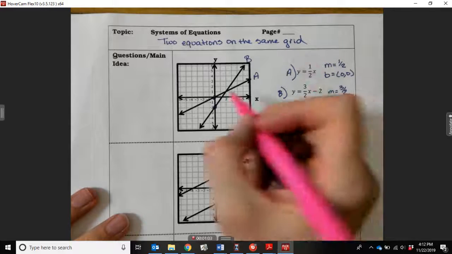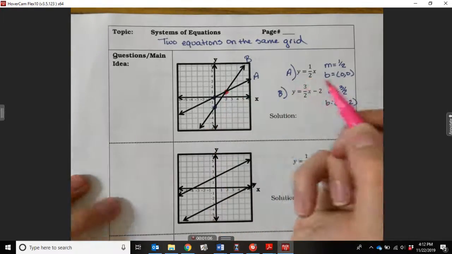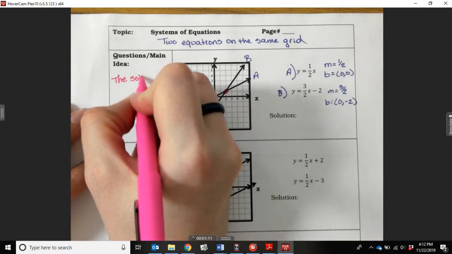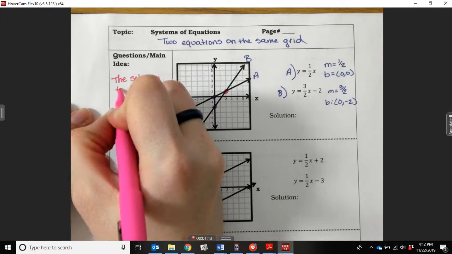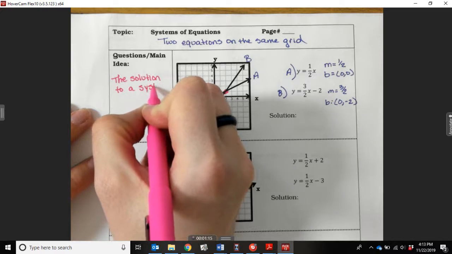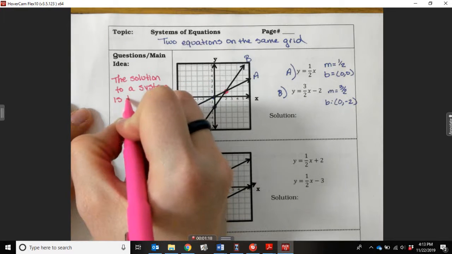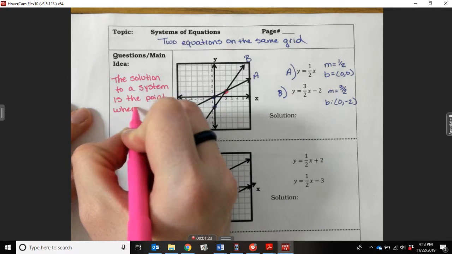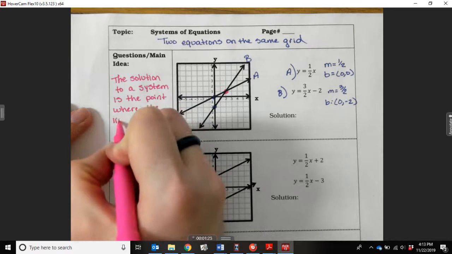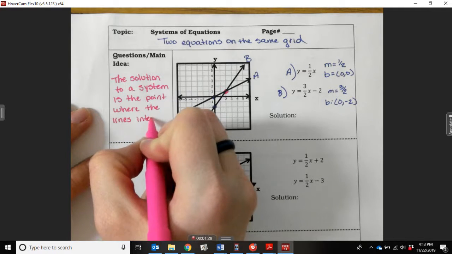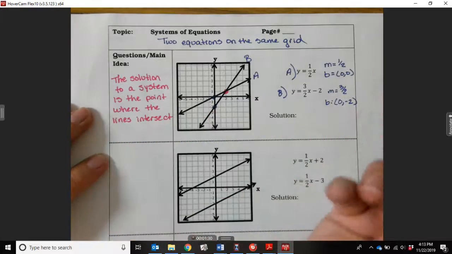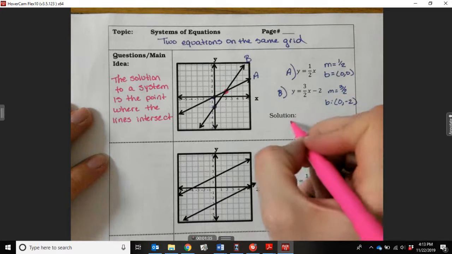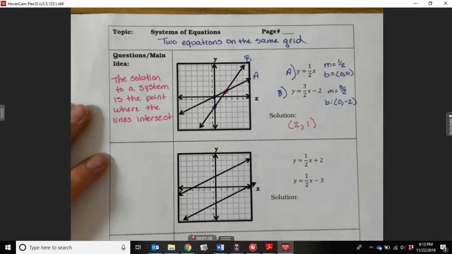And the solution is where the two lines intersect. So I want you to write that over here. The solution to a system is the point where the lines intersect. Okay, so these two lines intersect at this point here, which is (2, 1).